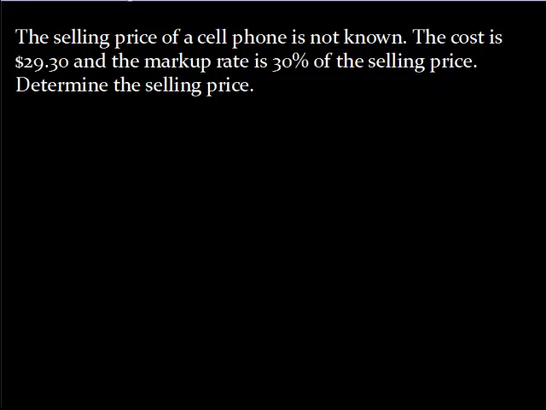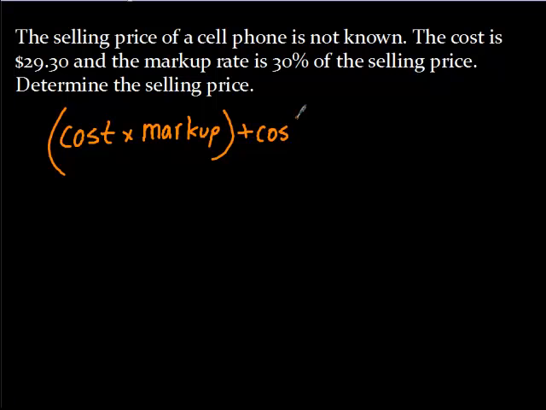We took the cost, we multiplied it by the rate of markup, and then we took that answer and we added the cost to it. This gave us the selling price. Well, this works, but there's a shortcut. So we can just get rid of all that.